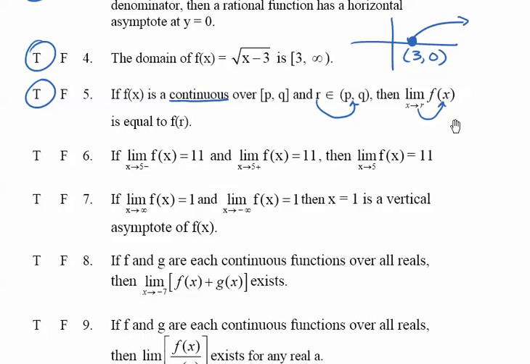If the limit as we approach 5 from the left side is 11 and the limit as we approach 5 from the right side is 11, then is the overall limit equal to 11? That would be our definition of a limit.